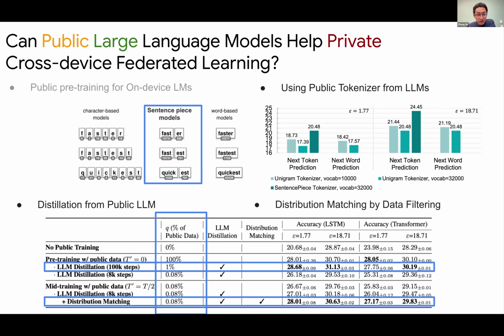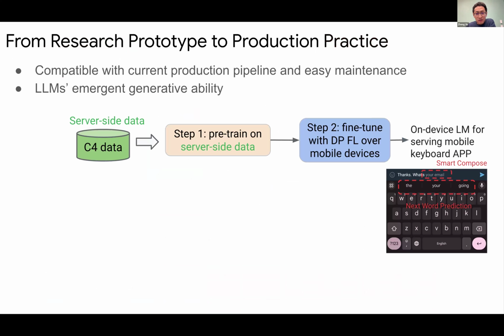So one important observation from us is that from knowledge distillation, we improved the utility, the final accuracy a little bit, not much. Using private data is still very powerful. Again and again, we show that after fine-tuning on private data, the performance is strong. But interestingly, if we do distillation and distribution matching, we can significantly reduce the amount of public data required to get similar performance. So I think I'm running out of time.